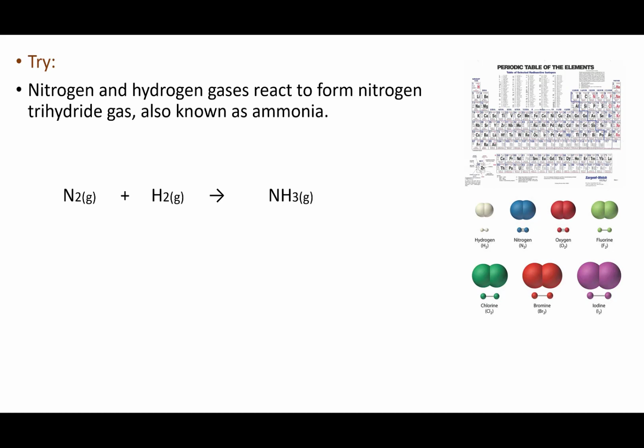I've got 2 nitrogen here. How do I get 2 nitrogen there? I'm going to put 2 there. So my nitrogen now balance. I've got 2 hydrogen here. 2 times 3, I have 6 hydrogen. How do I get 6 over here? Multiply by 3 and then go through it one more time. 2 nitrogen, 2 nitrogen, 6 hydrogen, 6 hydrogen. I'm balanced and life is good.